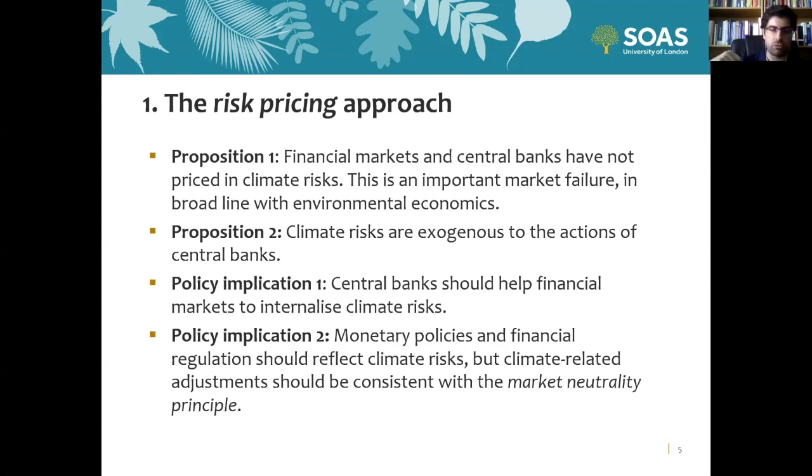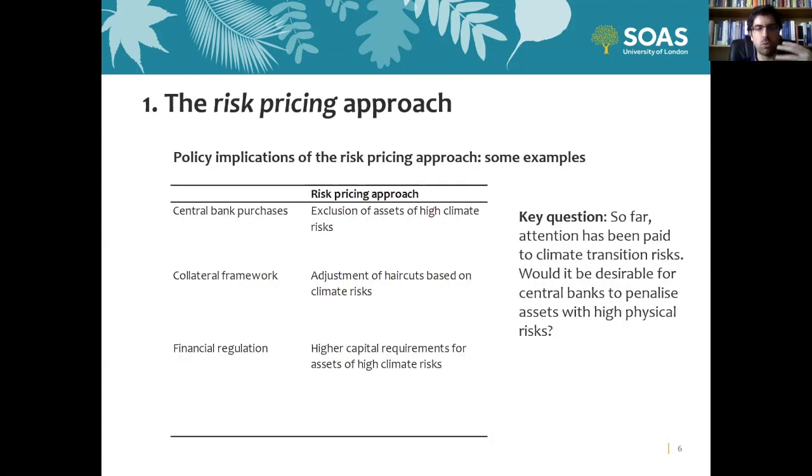So in many discussions with people who work in central banks, you will understand that they would agree with the idea that central banks should analyze and reflect climate risks, but in any case, they should not be inconsistent with the market neutrality principle. And let me provide you with some examples that have to do with the way that this risk pricing approach could be implemented in practice. So the first one is about QE, and I basically refer here to corporate QE. So the idea is that central banks have to find a way to measure climate risks. Once they have done so, and they have realized that there are some specific assets, let's say of some fossil fuel companies, that are considered to have high transition risks, then this might be necessary to be reflected in the purchases of central banks, and maybe central banks should not purchase assets that are considered to be of high climate risk.